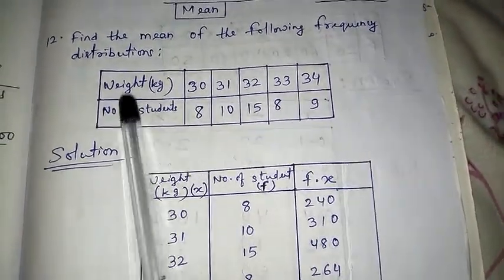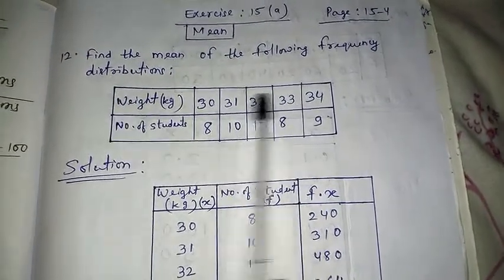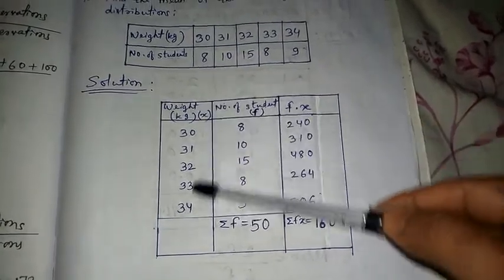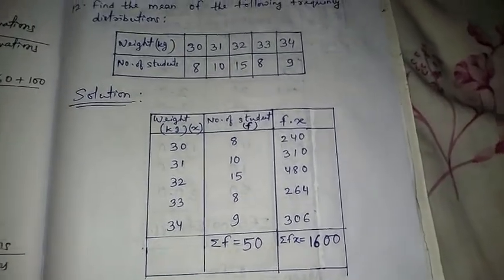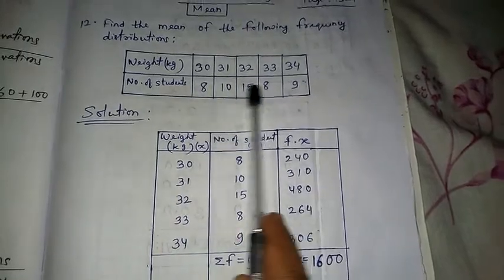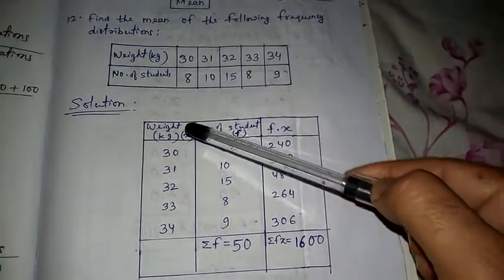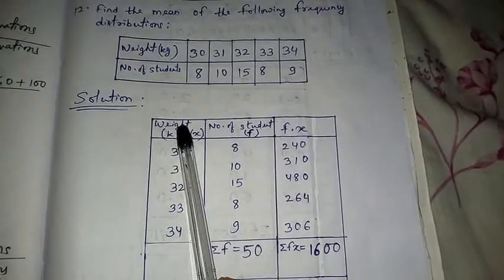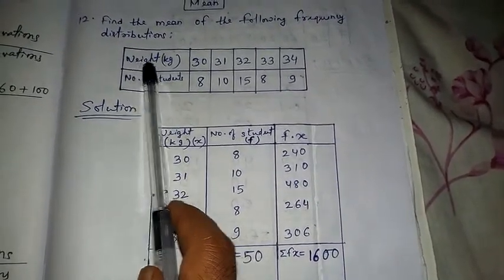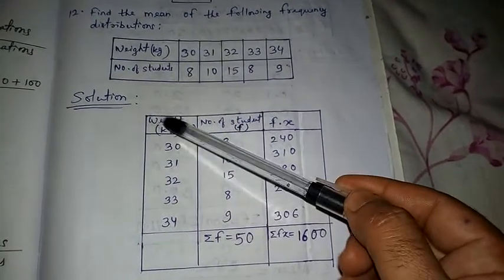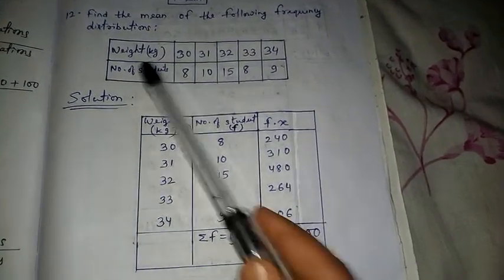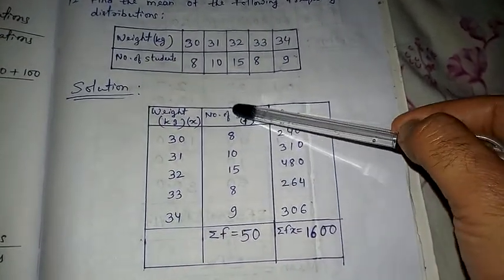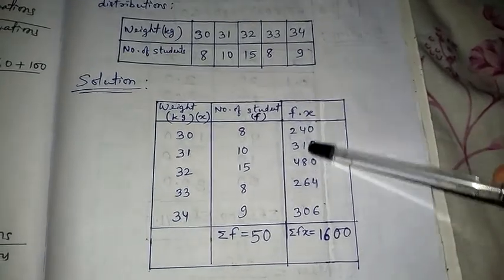Now the question is given in horizontal form. In the solution, you make it vertical form. In this case you can see there were two rows. Now it has become columns, but I made it 3 columns. The first row became the first column here. The second row became the second column here, and this is my new column here.